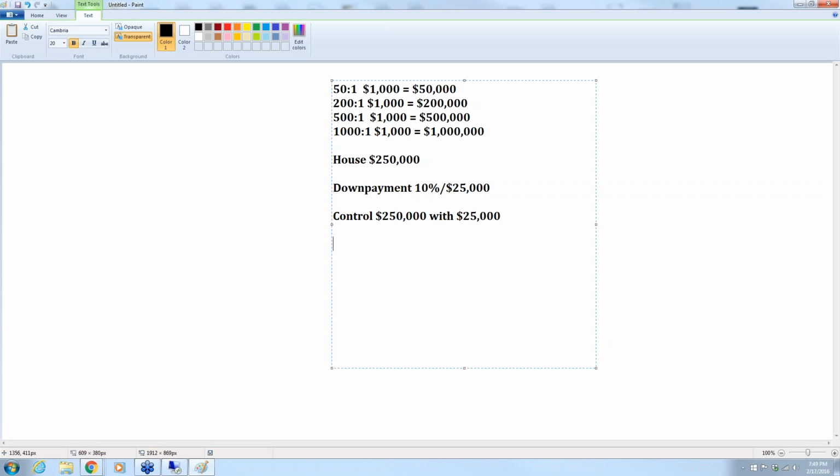Let's just say in 1 year that house increases 10%. The house is now worth $275,000, increased by 10% or $25,000. So now the house value is $275,000.